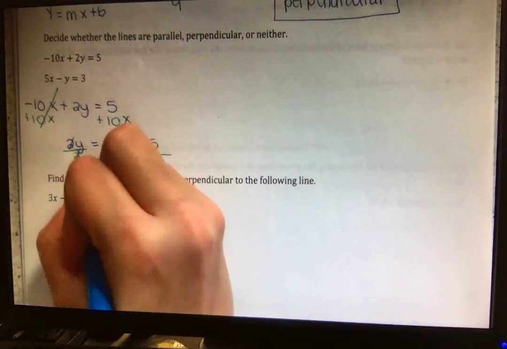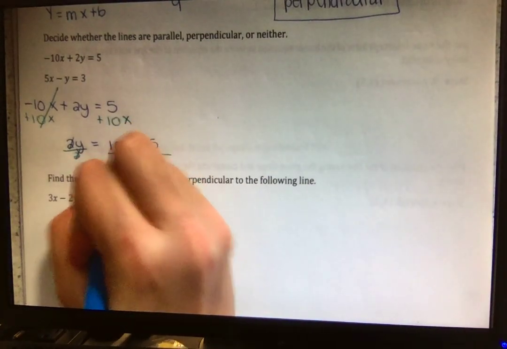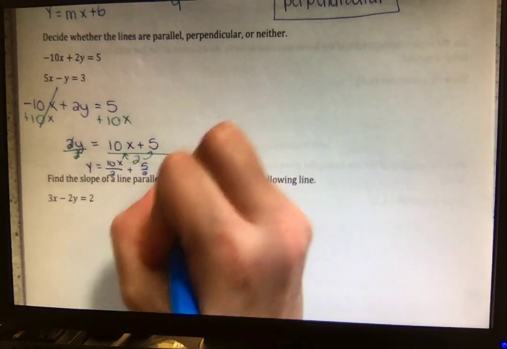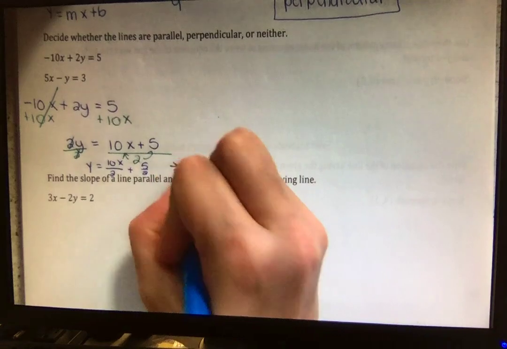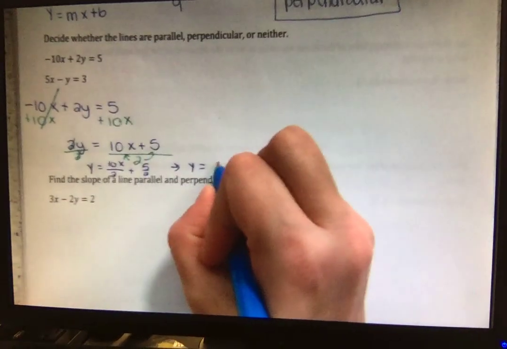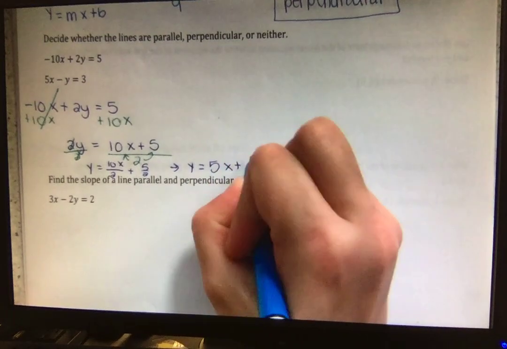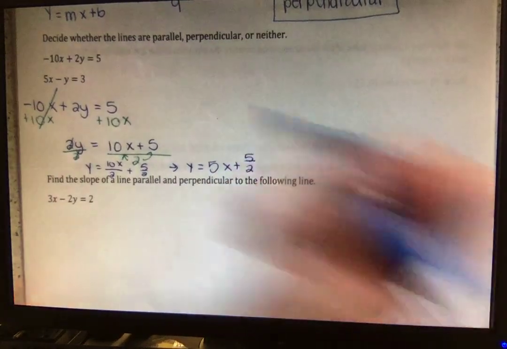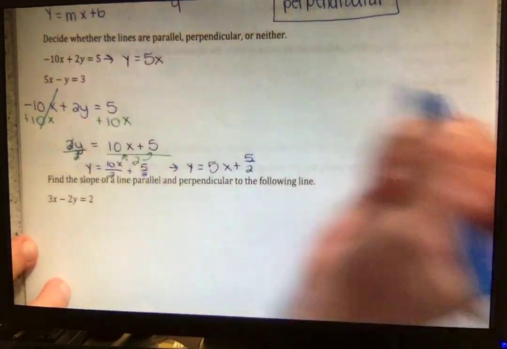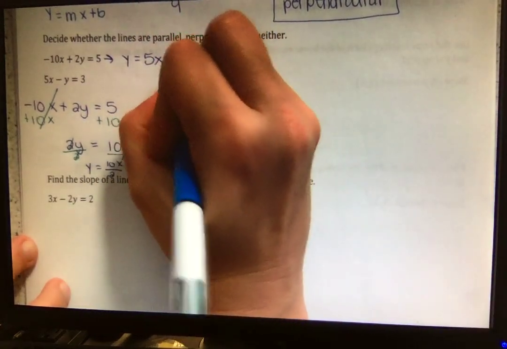So we're left with y equals positive 10x divided by 2 plus 5 over 2, which we can rewrite as y equals 10 divided by 2, 5x plus 5 over 2. So we know this equation is y equals 5x plus 5 over 2.